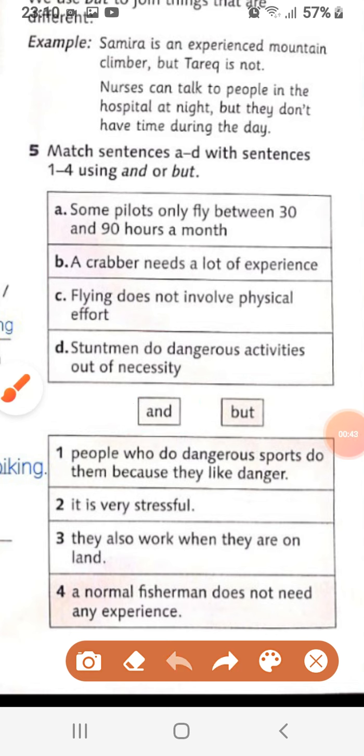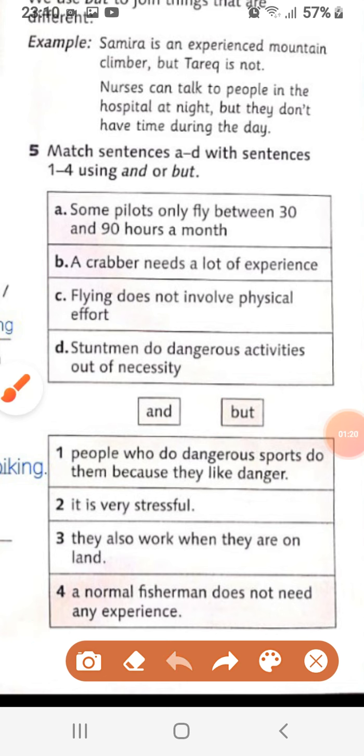B a crabber needs a lot of experience. اللي بيصيد السلطعونات بيحتاج الكثير من الخبرة. But a normal fisherman does not need any experience. لكن الصياد العادي لا يحتاج لأي خبرة. So B with number 4. طبعا linking word هي but بين هدول الجملتين.